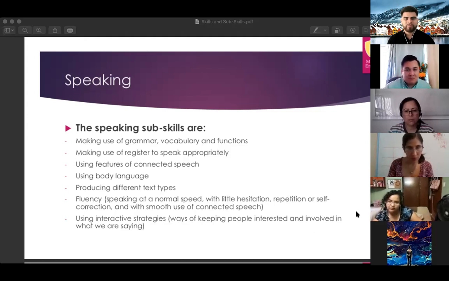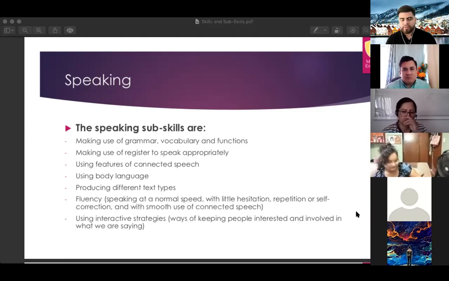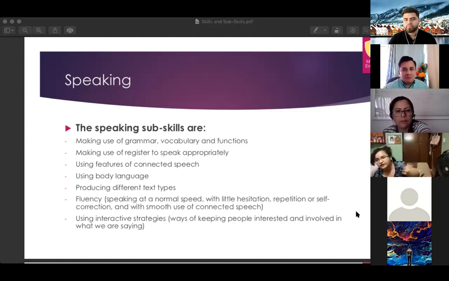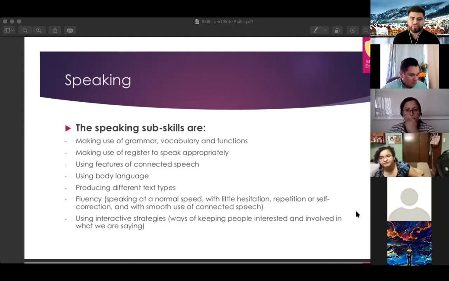Register is the formality, no? Yes. So maybe making use of register to speak up. Mm-hmm. Yes, that was a little difficult, right? You have to role play. Yeah. It is very difficult for the students to switch from formal to informal. They are constantly speaking informally. That's true. I mean, even I speak informally sometimes to them, so it's tricky.